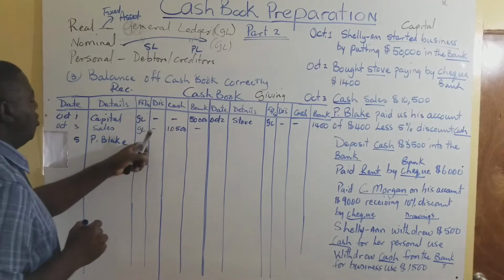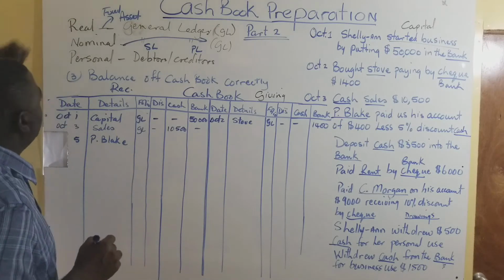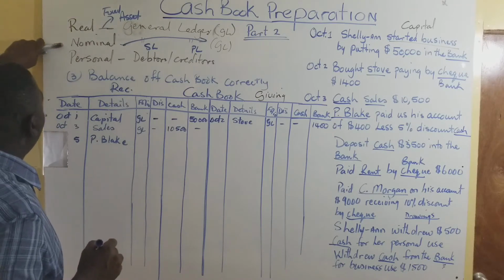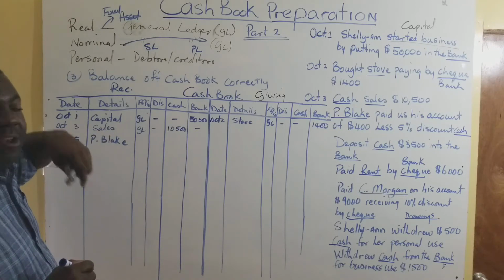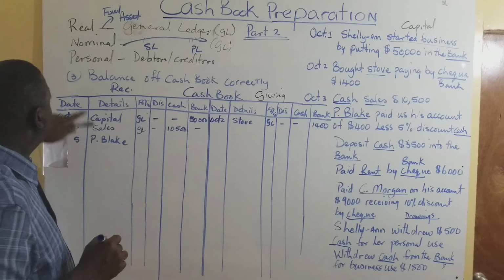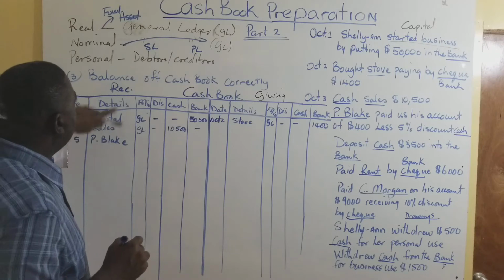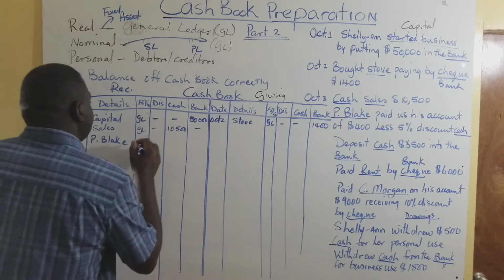Now, what do we put in the folio? Is P. Blake a real account? No, because that deals with assets. Nominal accounts deal with income, expenses, and revenues. Is P. Blake an expense account? No. Is it a personal account? Yes. But he's paying us. That means he owed us. So it is SL, sales ledger.